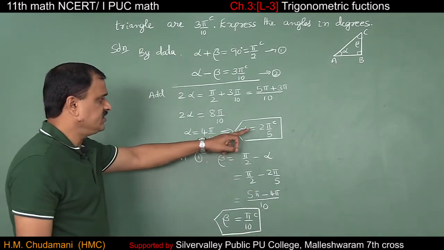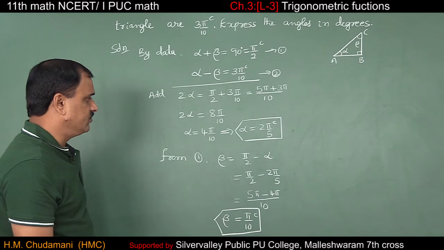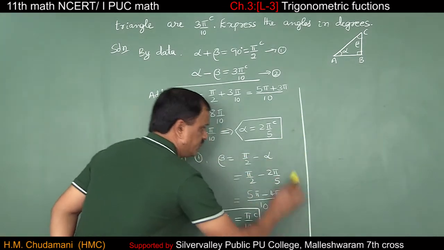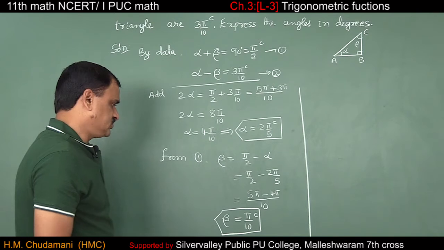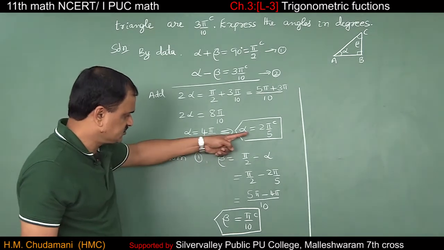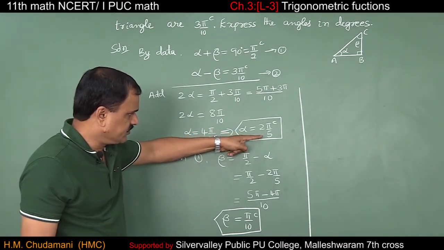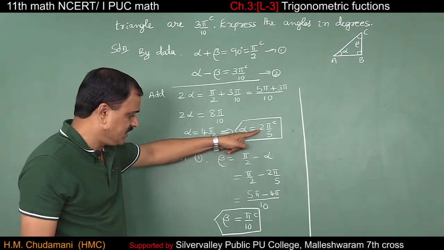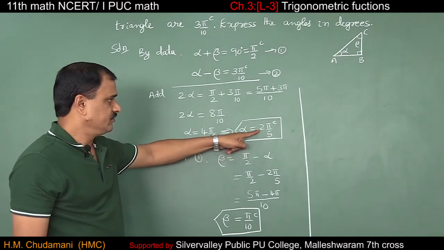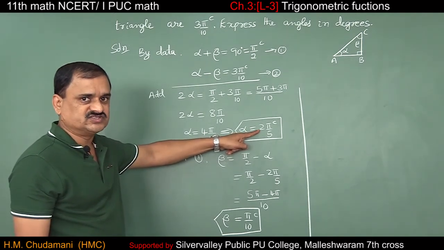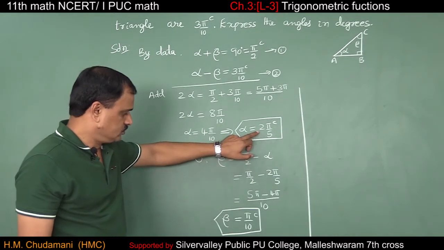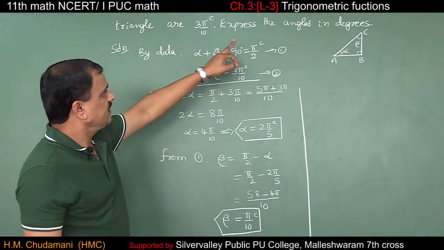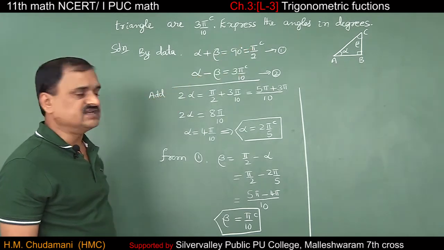Alpha is 2 pi by 5. If you add alpha and beta, we should get 90 degrees. Check it. Multiply and divide by 2: 4 pi plus pi, 5 pi by 10, which means pi by 2 only. So this plus this is 90 degrees. Correct.